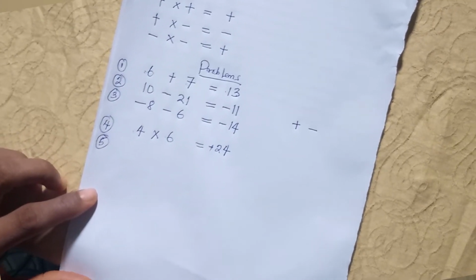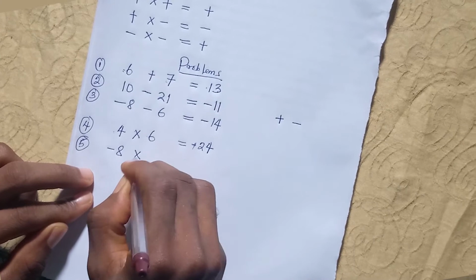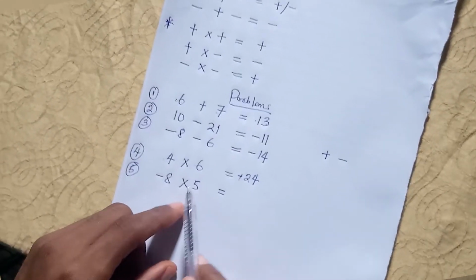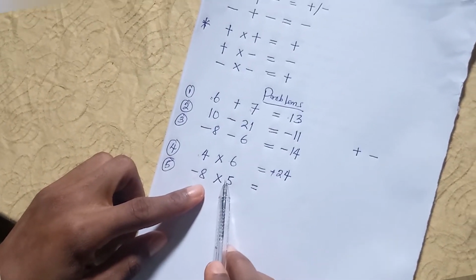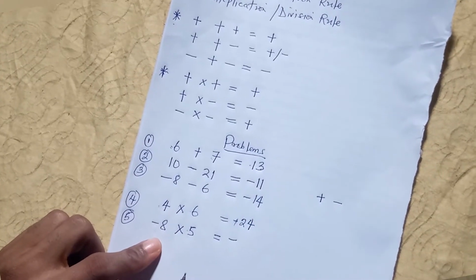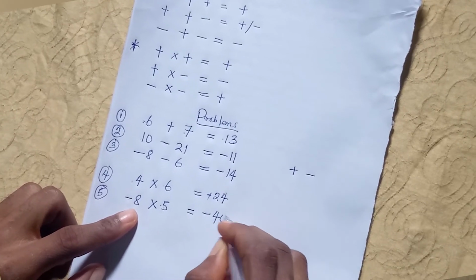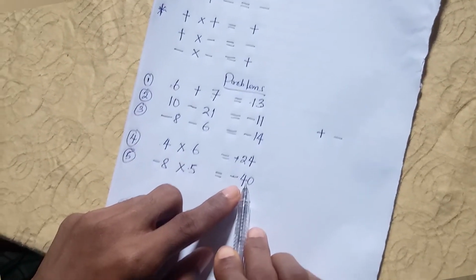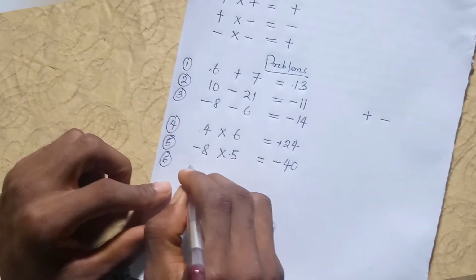Example 5, still under multiplication and division rule. Let's assume we have minus 8 times 5. Now you notice something about this. A minus is attached to the 8, but the 5 has a positive sign in front of it. Now what is the rule? It says minus times plus gives us a minus. It's always minus. Minus dominates. Minus times plus gives us a minus, and 8 times 5 gives us 40. So we have minus 8 times plus 5, which is minus 40. That is the rule.